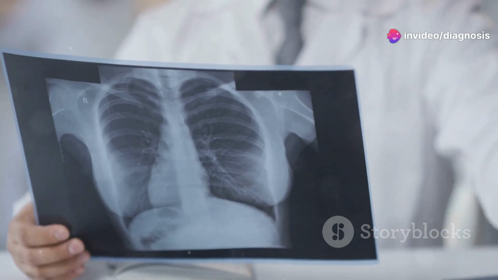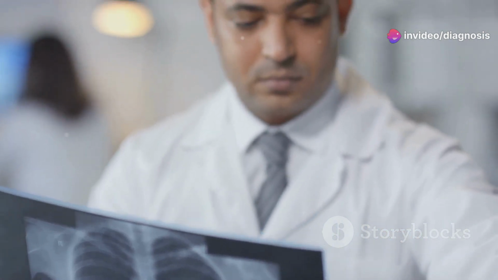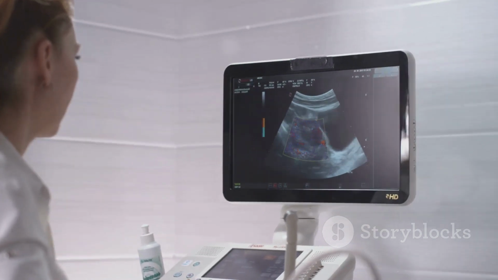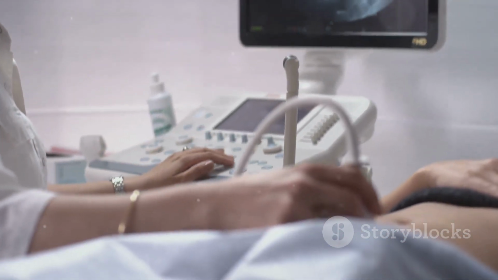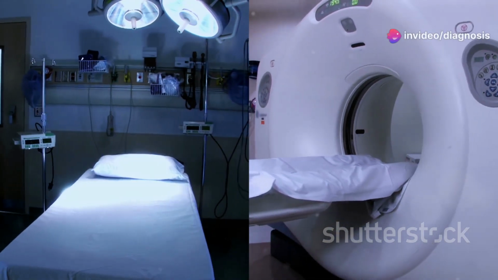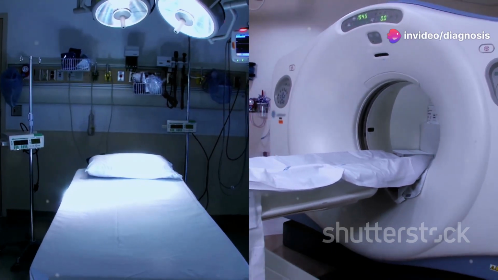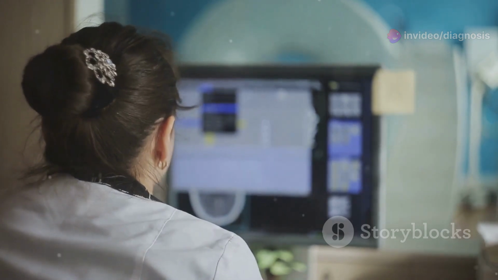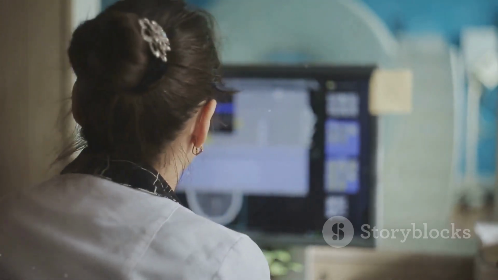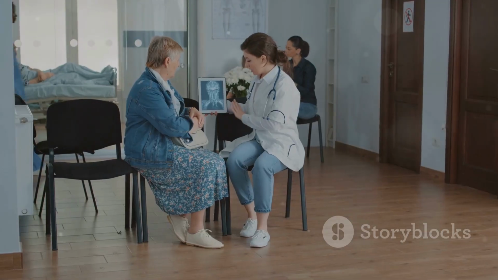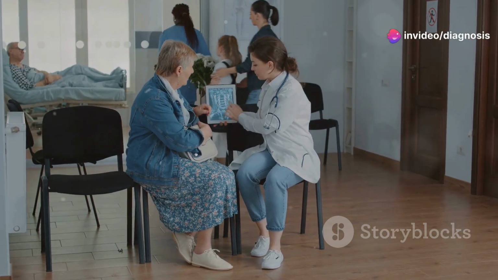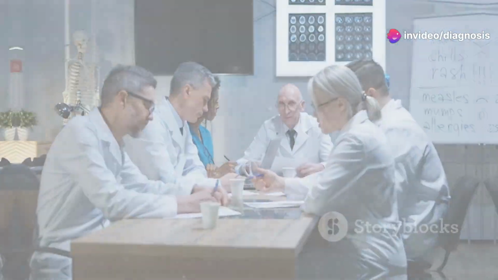X-rays are useful for evaluating bones and some soft tissues. Ultrasounds use sound waves to create images, particularly of organs and blood vessels. CT scans provide detailed cross-sectional images of the body. MRI scans use magnetic fields and radio waves to generate highly detailed images of organs and tissues. The choice of imaging study depends on the suspected diagnosis and the body area being evaluated.